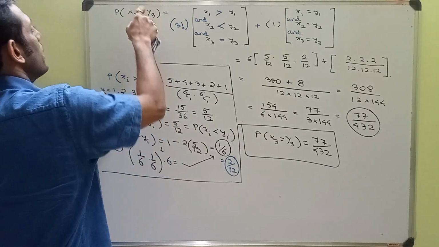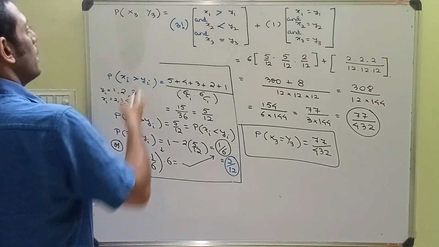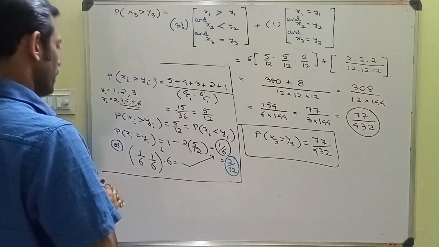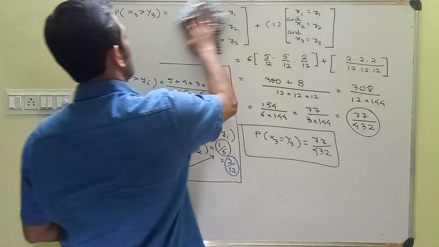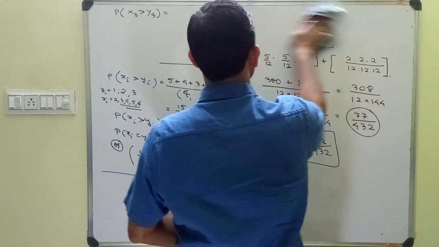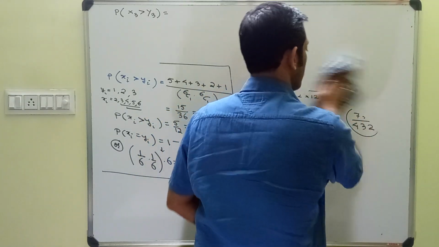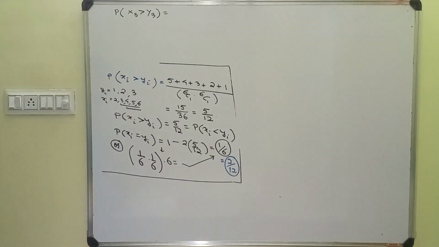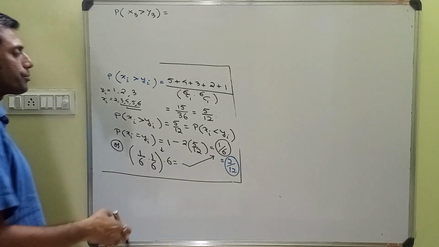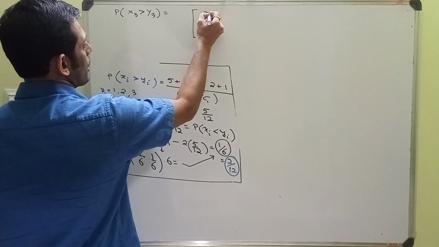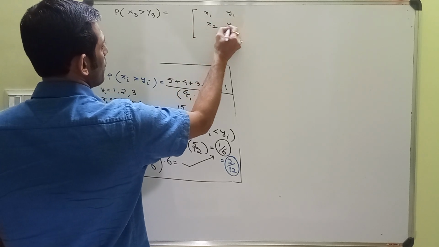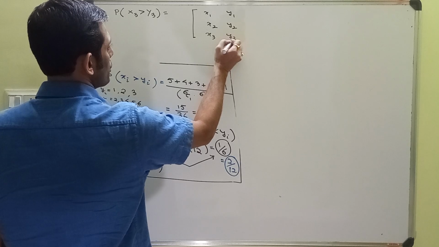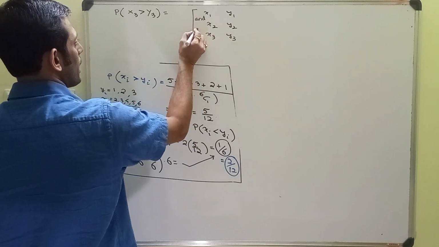P of x3 greater than y3 would be a very different case than this. That means we need to take fresh considerations about player 1 getting more score than player 2, player P2 getting less score at the end of 3 games. Now what are the different possibilities? Let's take a counting. Let us say x1, y1, x2, y2 and x3, y3 are the scores in the respective 3 games, and there is an ending involved.